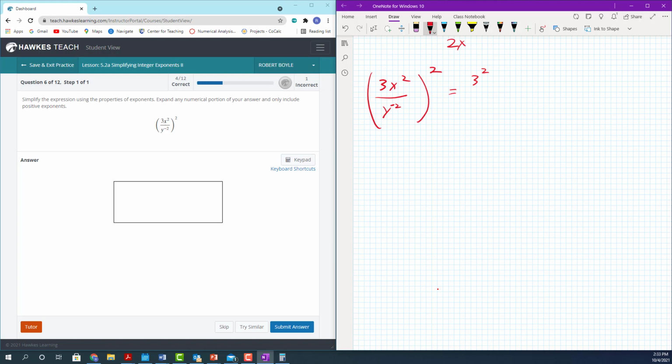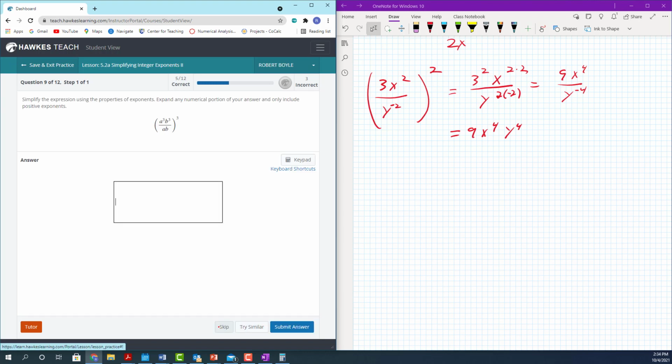3 squared times x raised to the 2 times 2 power divided by y raised to the 2 times negative 2 power. And that will give us 9x to the 4th divided by y to the negative 4th. Now y to the negative 4th can be written as y to the 4th in the numerator, and that will give us 9x to the 4th y to the 4th. And there we go. Let's go ahead and do this one.